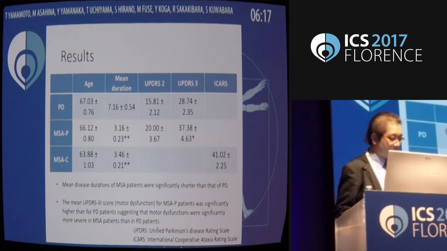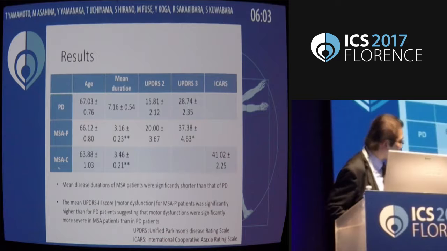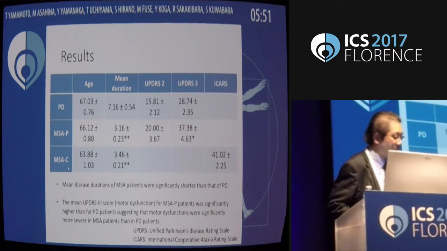So this is the result. We usually classify MSA into MSA-P and MSA-C. MSA-P is MSA whose dominant clinical phenotype is Parkinsonism, whereas in MSA-C the dominant motor dysfunction is cerebellar dysfunction. And the mean disease duration of MSA patients was significantly shorter than that of PD.